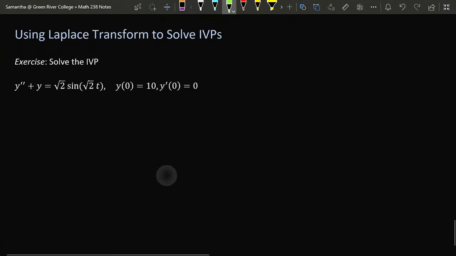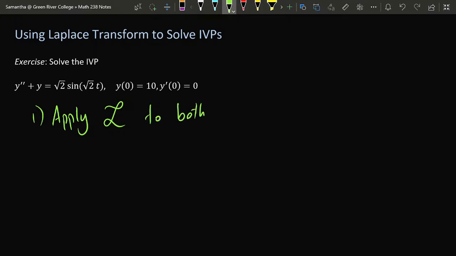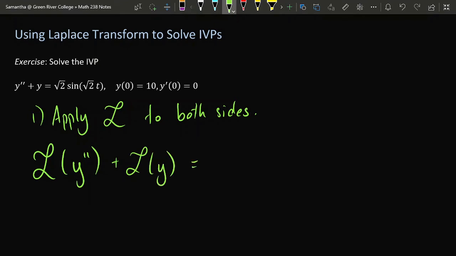Now that we've practiced finding the inverse Laplace transform of a few functions, let's go ahead and see what it would look like to use the Laplace transform and its inverse to solve an initial value problem. So I'm going to begin by applying the Laplace transform to both sides of the differential equation. Now I'm going to cut to the chase and use linearity to split this up as the transform of y double prime plus the transform of y is equal to root 2 times the transform of sine root 2 times t.